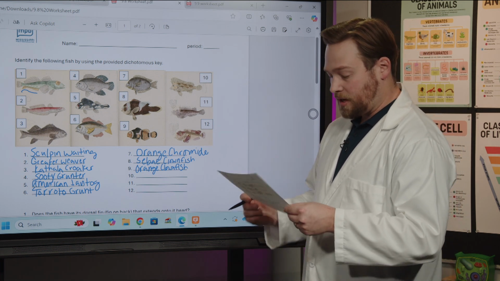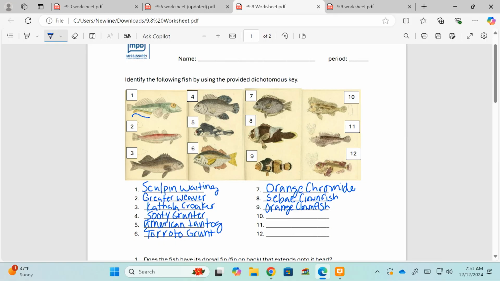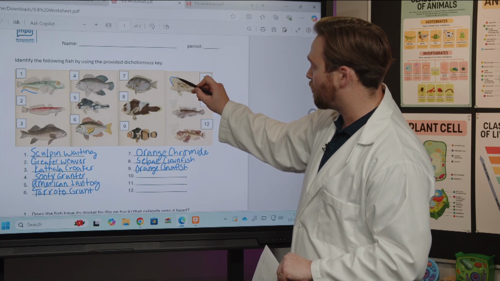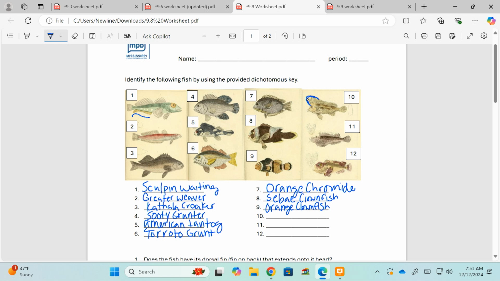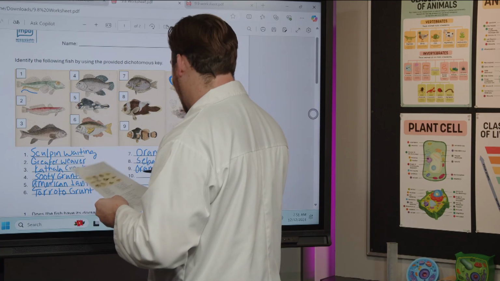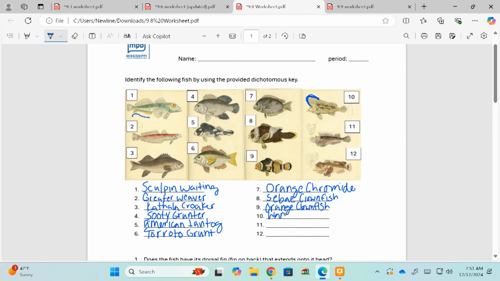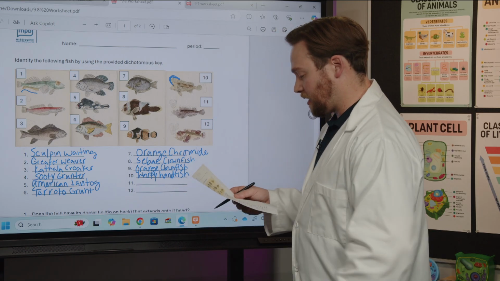Does the fish have its dorsal fin that extends onto its head? This one does. I know we've asked that question like 100 times at this point, but you can see how this dorsal fin goes all the way over to its head. So I would say yes for this one, and so this fish is a warty handfish. Great, just a couple left. All right, let's look at 11.